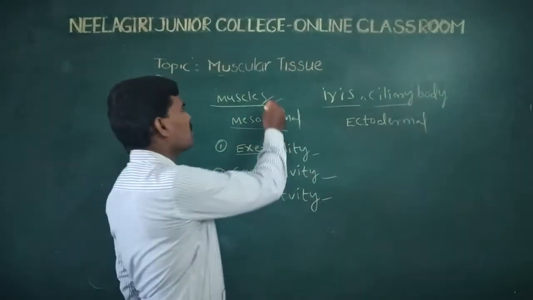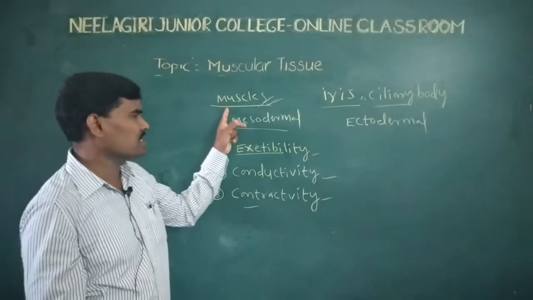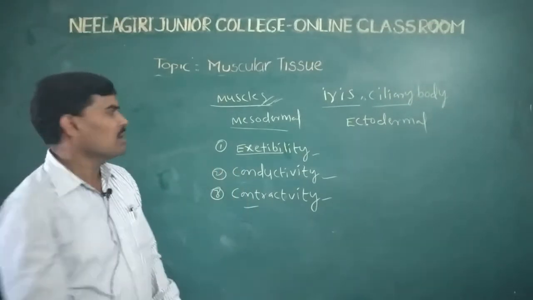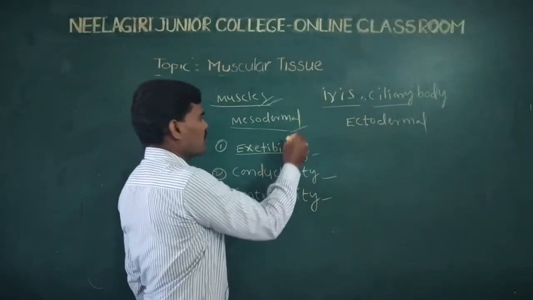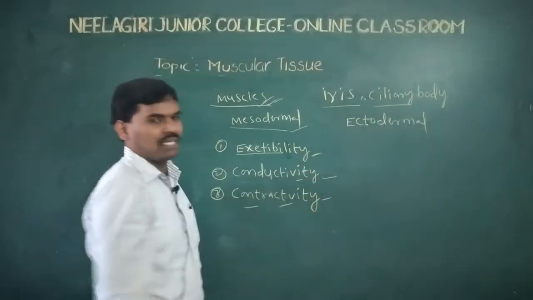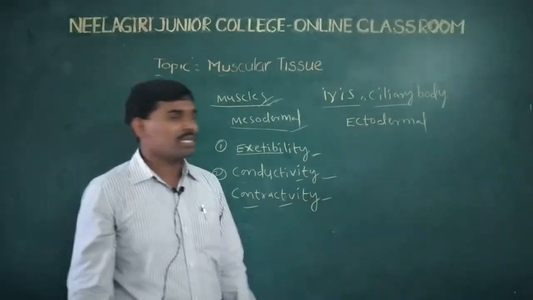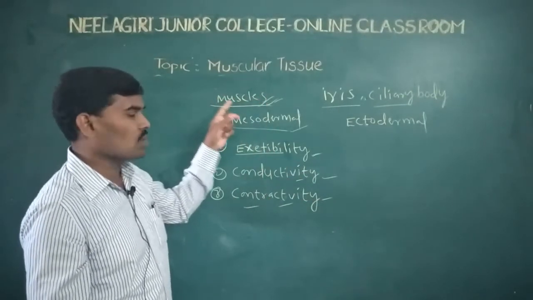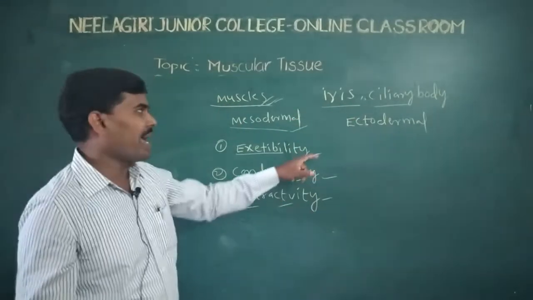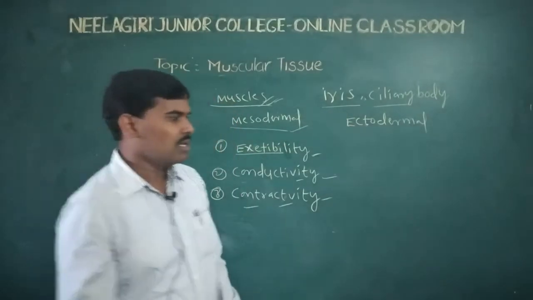The main functions of the muscles are contraction and relaxation. The three important characteristics of muscles are excitability, conductivity and contractility. Muscular tissues in the embryonic stage are mesodermal in origin, except the iris and ciliary body, which are ectodermal in origin.